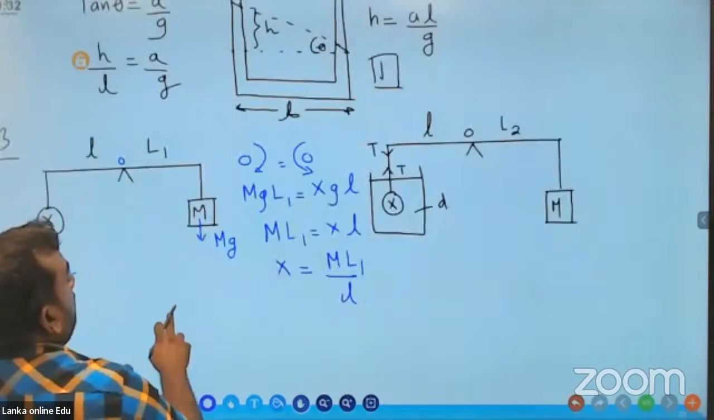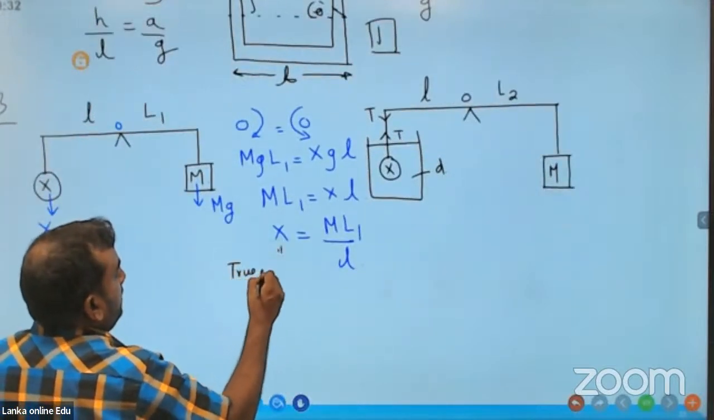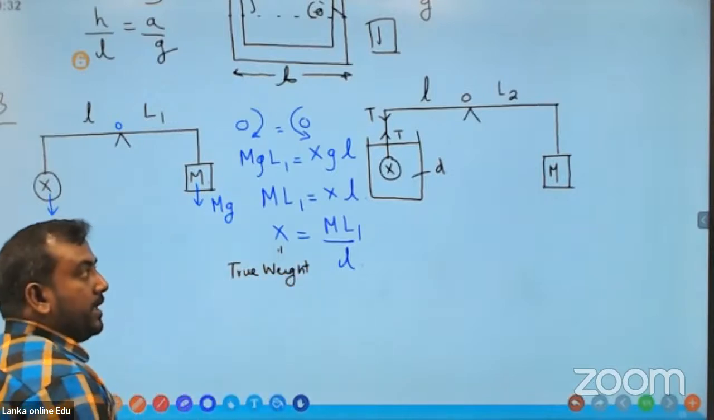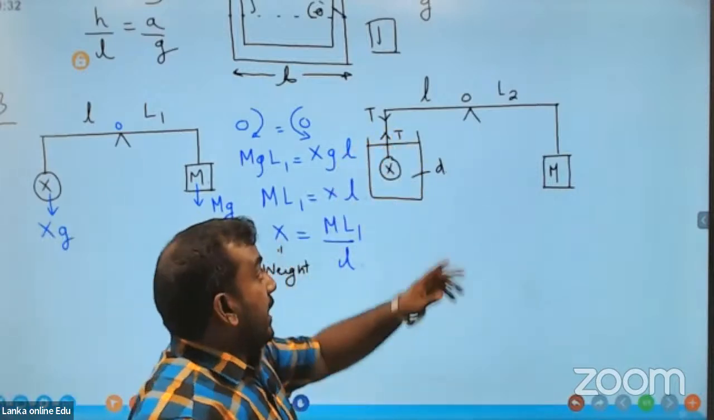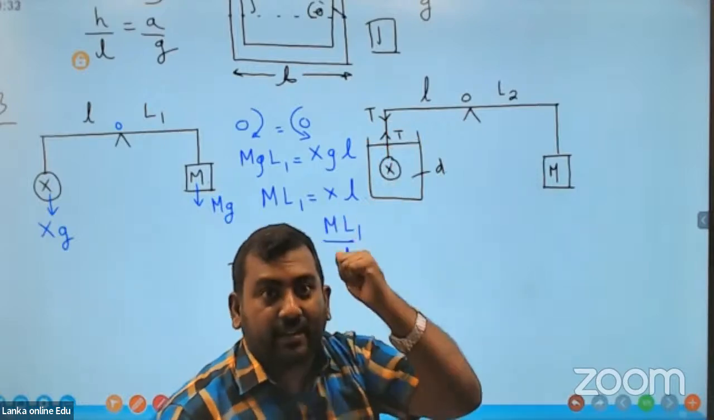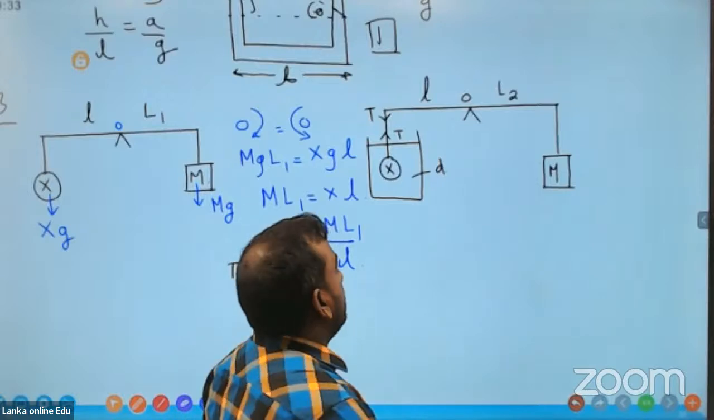So here you go. The true weight of the object. Now, once I submerge it completely inside, when you take moments, you're taking moments with tension. Now tension is what? Apparent weight. Guaranteed you should remember: tension is apparent weight.